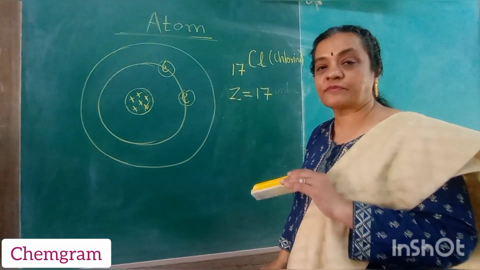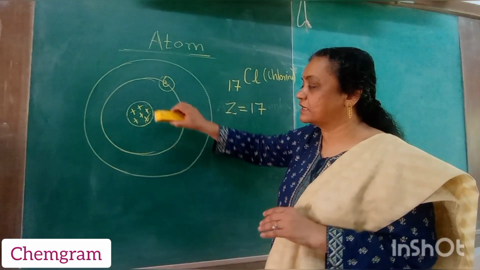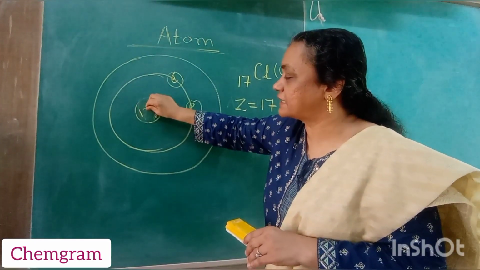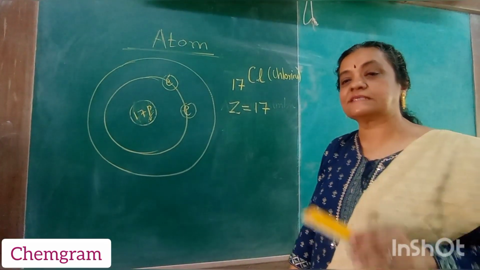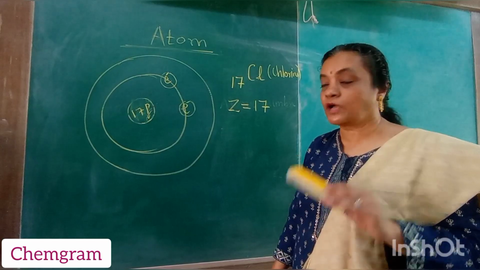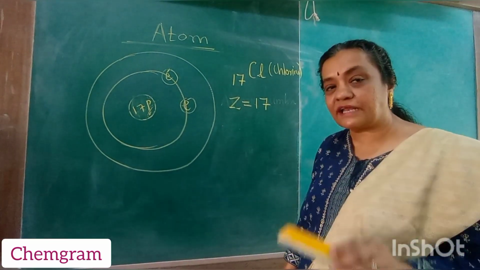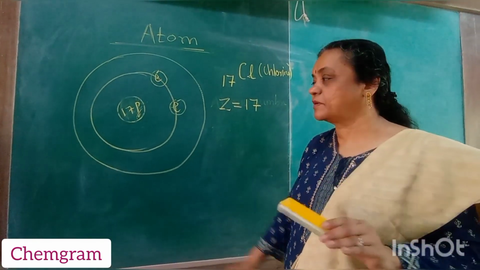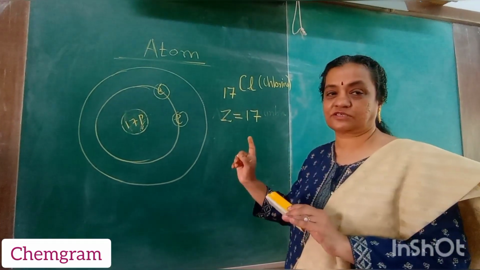What do you understand from that when I say Z equal to 17? You understand there are 17 protons inside the nucleus. So now I will simply write 17p. That means 17 positive charges inside the nucleus. How many electrons will be there? There will be 17 electrons. What is the charge on an electron? Negative. So remember, protons are positive, electrons are negatively charged.